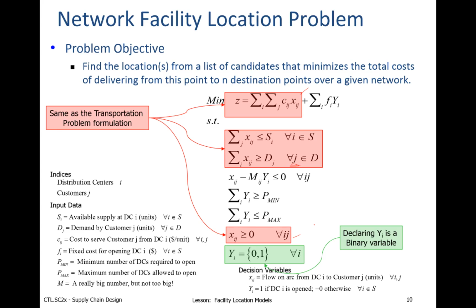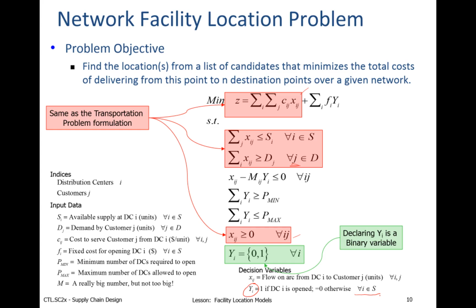I'm introducing a new decision variable, this y. Y sub I is a binary variable. That means it can only take two values, either 0 or 1. It's not between 0 and 1, it's either 0 or 1. We use this to indicate whether to open or not open a facility. So y sub I is equal to 1 if distribution center I is opened. Otherwise, it's equal to 0. And this is for all the I's that are in the supply set. Okay, so that's the first one.